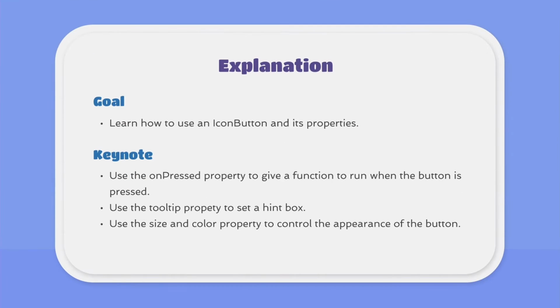In this lesson, we are going to learn about the icon button, where icon, we learned in the previous lesson, also acts as a button. We can use the onPressed property to define what will happen when the button is pressed. We can also give a hint of what the button does by setting its tooltip property. Of course, we can control the appearance of the button with its size and color property. Now, let's begin.